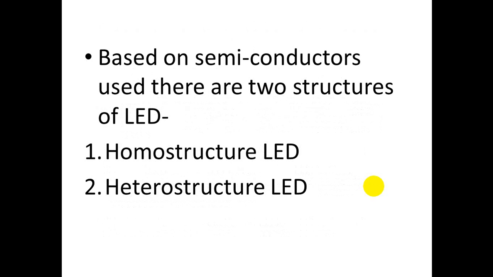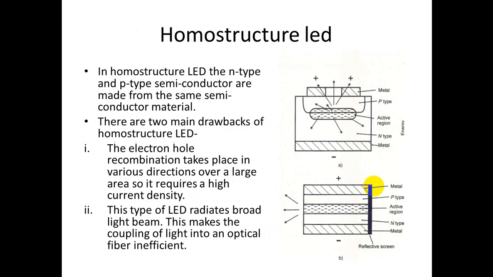Based on semiconductors used, there are two structures of LED: homostructure LED and heterostructure LED. In homostructure LED, the N-type and P-type semiconductors are made from the same semiconductor material. There are two main drawbacks of homostructure LED. The electron-hole recombination takes place in various directions over a large area, so it requires a high current density. This type of LED radiates a broad light beam. This makes the coupling of light into an optical fiber inefficient.